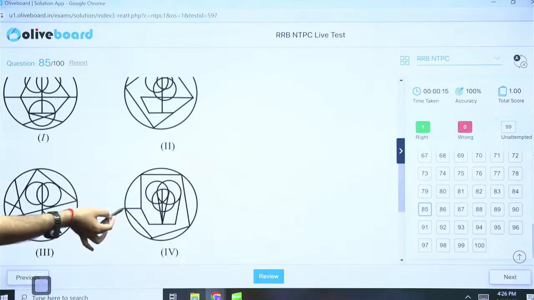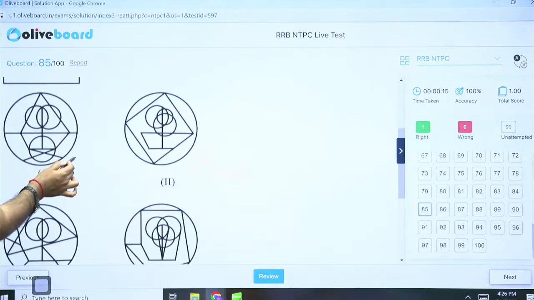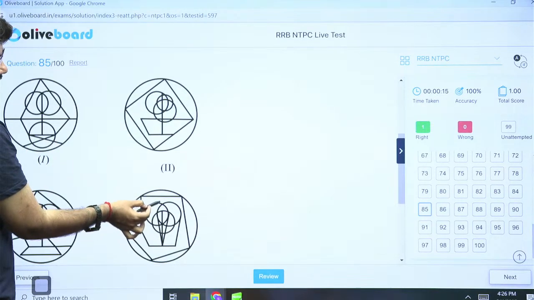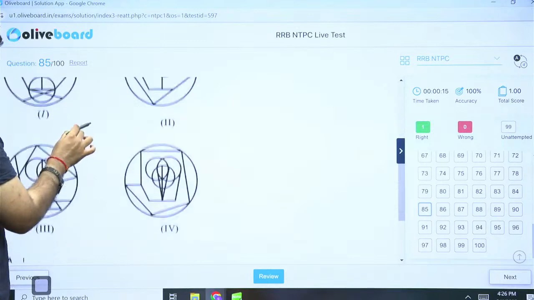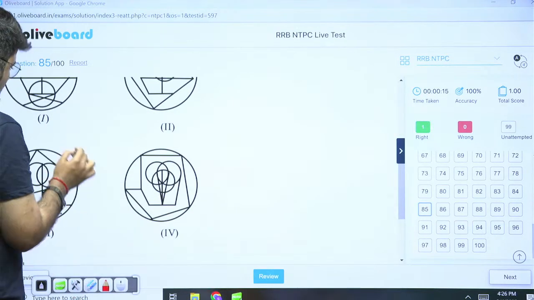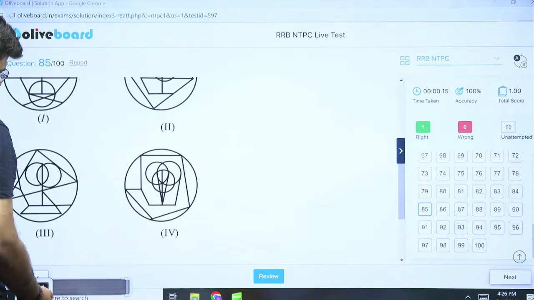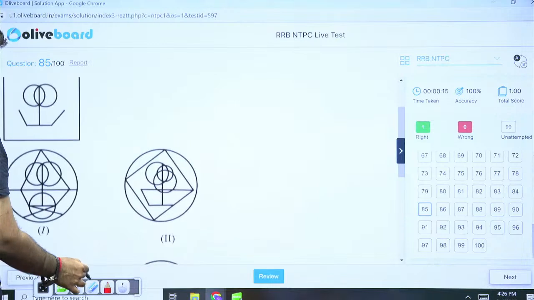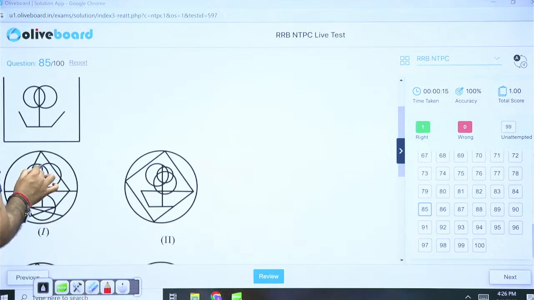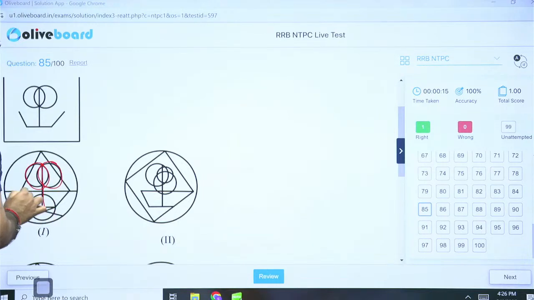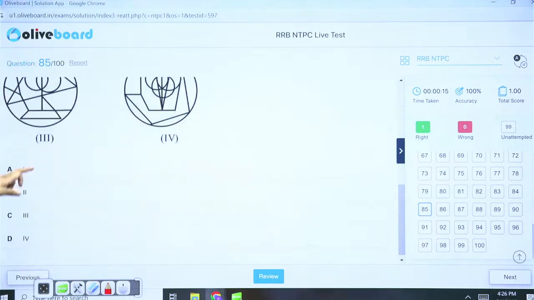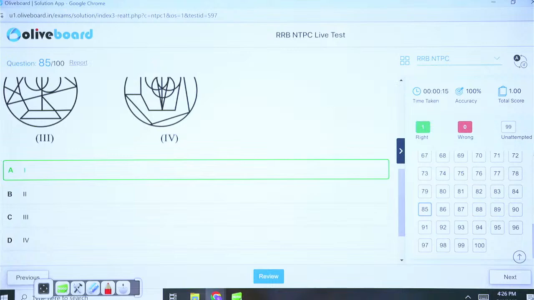Not here because of the absence of the line which is completely joining in the intersection area. So this is the only answer. Option 1 is the correct answer. But I'll show you the figure as well. So this circle, I'm just showing it for the sake of your understanding. This is the figure. So option 1 is the correct answer, which makes it option A. Next, after 85 we have 86.